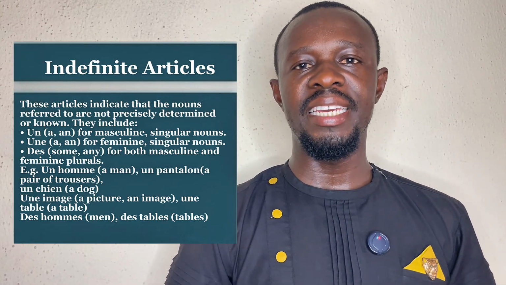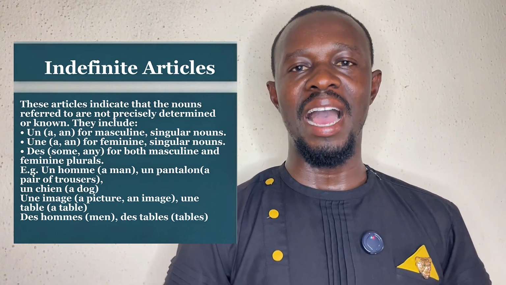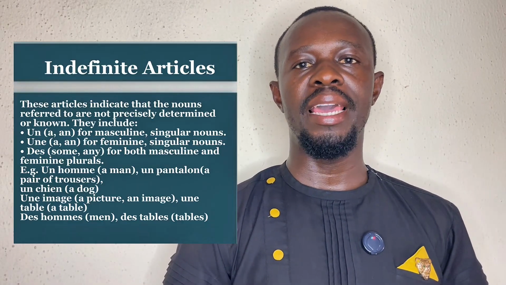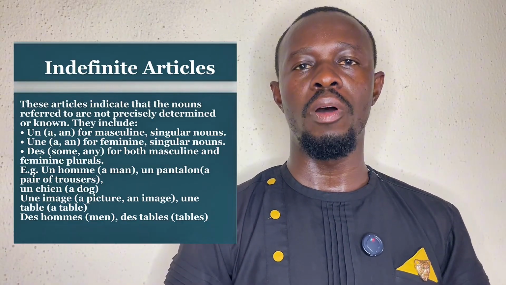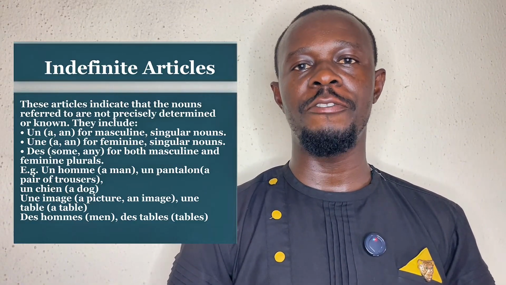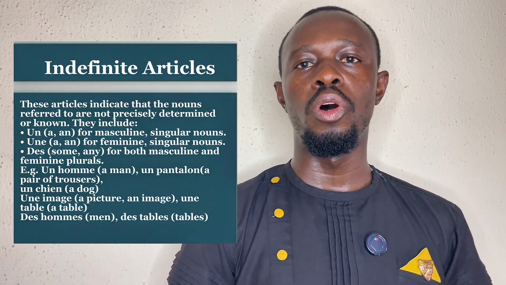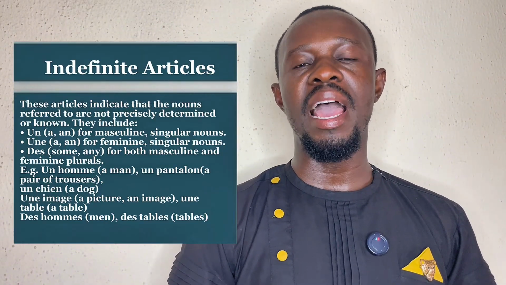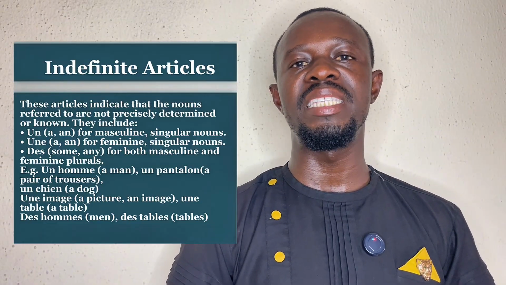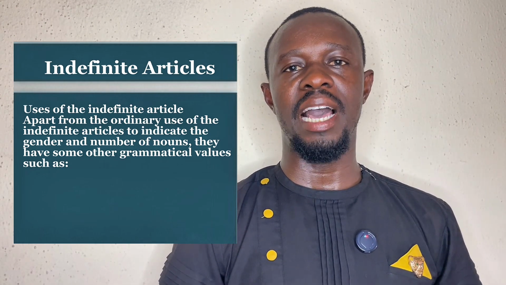This article indicates that the nouns referred to are not precisely determined or known. They include un, which means a, for masculine singular nouns, and une, for a or an, for feminine singular nouns. And we have des, which simply means some or any, for both masculine and feminine plural. For instance, you can see it in un homme, un pantalon, un chien, and for feminine, in une image, une table, and for the plural, in des hommes, des tables. So let's go to the uses of the indefinite articles.